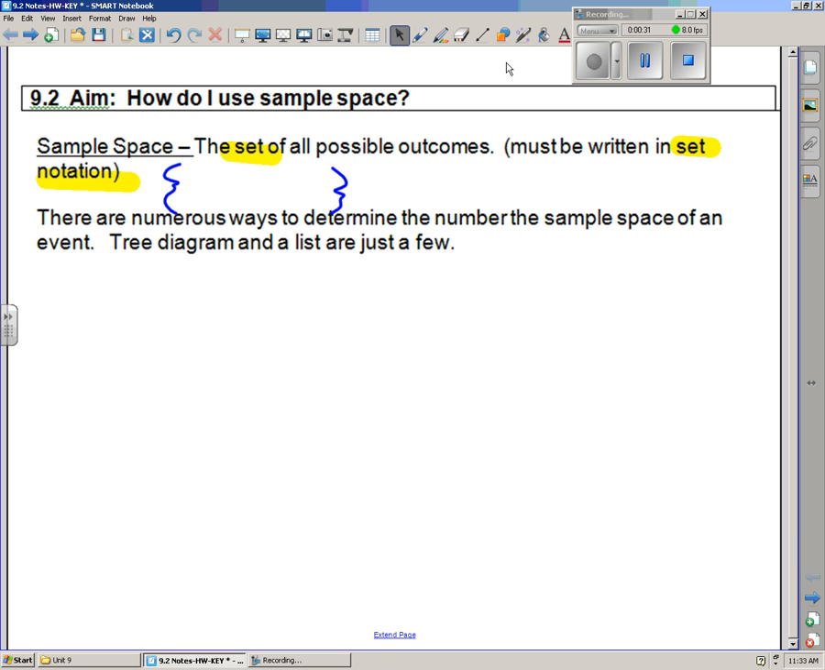There are a whole bunch of ways that you can determine the sample space. If you want to actually show a sample space, you can do tree diagrams, you can list things out. It doesn't really make a difference what you do.